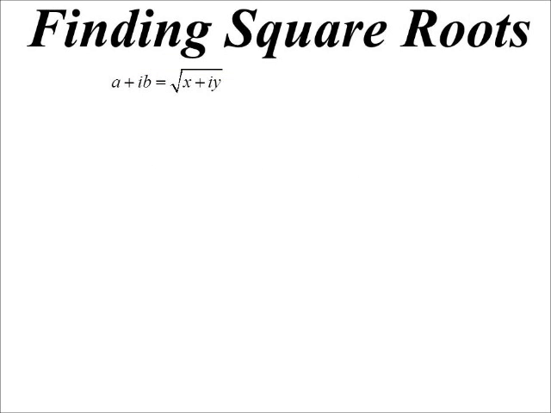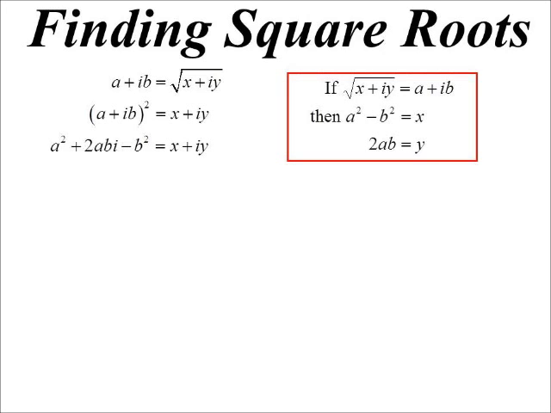Finding square roots, not just of real numbers, but now finding square roots of imaginary numbers as well. So a plus ib is going to be the square root of x plus iy. Well, one of the ways we do it is we square both sides. And then on the left-hand side, when I expand out, I get a squared plus 2abi minus b squared, and we equate real and imaginary parts. Okay. So, there we go. We don't need to do this working out every single time. We just remember that a squared minus b squared is going to give me the real part, and 2ab will give me the imaginary part.